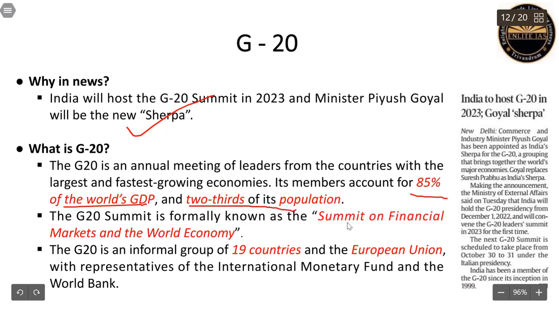It is also known as the Summit on Financial Markets and World Economy, important from Prelims point of view. And this is also important to remember that G20 is an informal group consisting of 19 countries and the European Union is the 20th participant in the G20. Also, several other representatives are there from International Monetary Fund and the World Bank.